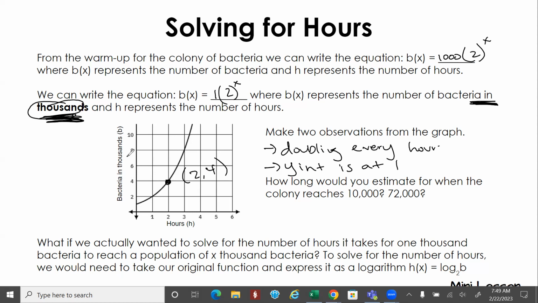Okay, keep thinking. One thing I do want you to pay attention to is on this side, it says in thousand. Okay, so how long would it take for when the colony reaches about 10,000? So how long would it take for it to reach 10? Well, that would be roughly about 3.25, right? Looking at the graph, it's got 3.25. Okay, 72,000, how long would it take for that to happen? What's your estimate?